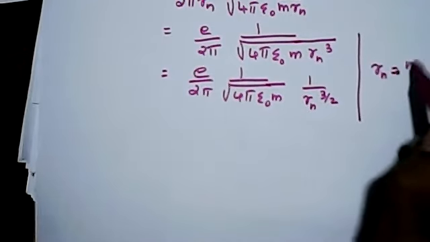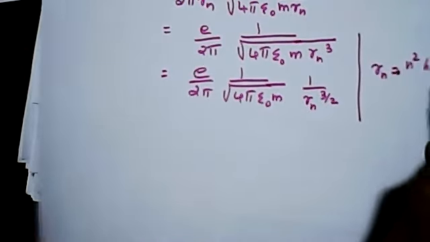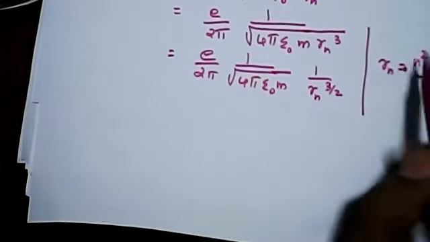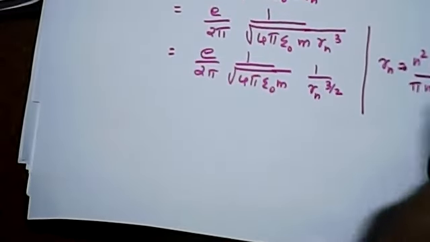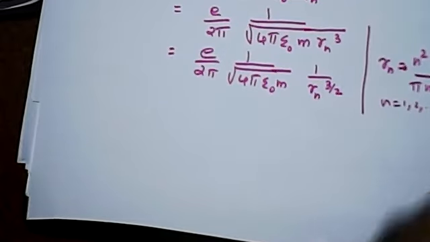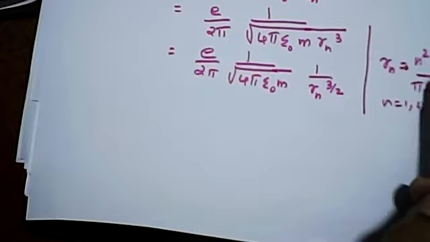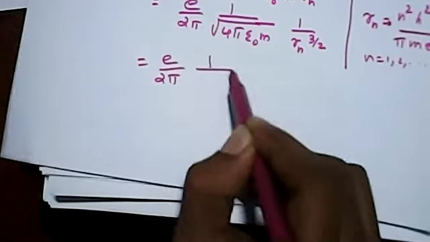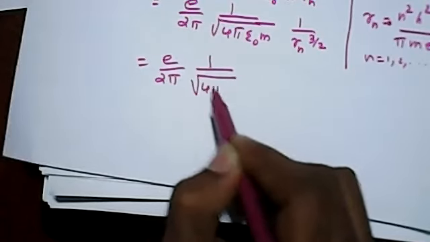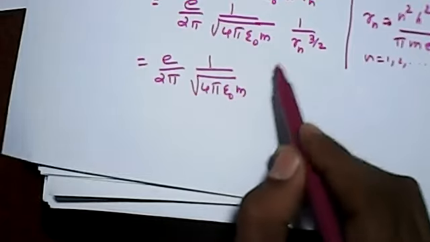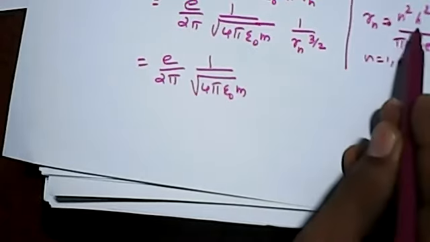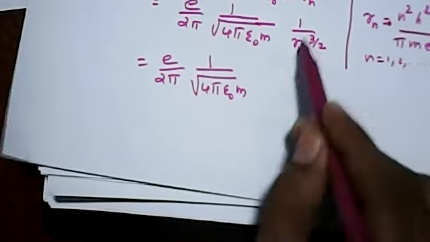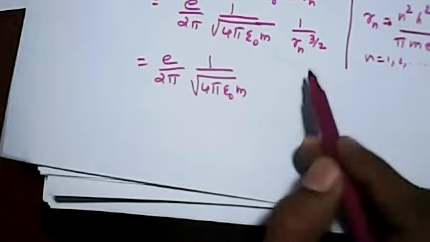Rn equal to n square h square epsilon 0 divided by pi m e square, where n equal to 1, 2, 3, etc. Substitute this expression here. So here it becomes e by 2 pi, 1 by root of 4 pi epsilon 0 m, then 1 by Rn to the power of 3 by 2, you have to substitute.